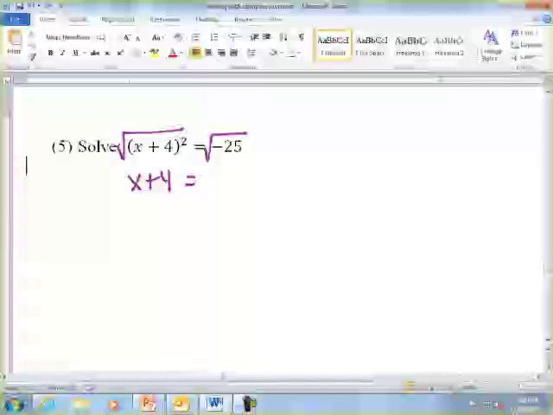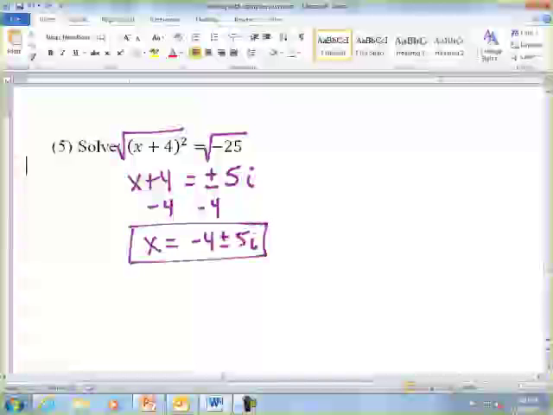Negative 5. Plus or minus? 5i. Plus or minus always. The square root of 25 is 5. The negative gives us an i. I need to know what x equals, so what do I need to do to finish? Plus 4. So I get x equals negative 4 plus or minus 5i. Questions?